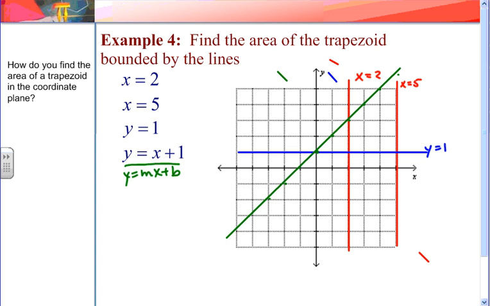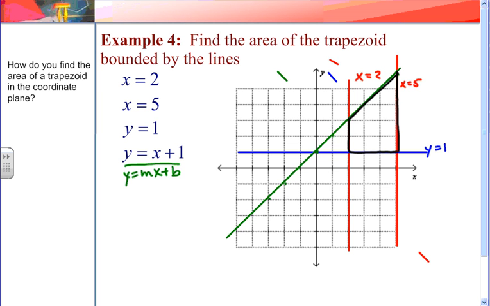Looks like my line does something like this. Also looks like I might need to extend my red line just a little bit. There we go. Okay, so do we see a trapezoid enclosed by these lines? I hope you guys can see it. It's here. And in this case, my bases are actually running vertically. But let's look and see if we can find the height and the bases.